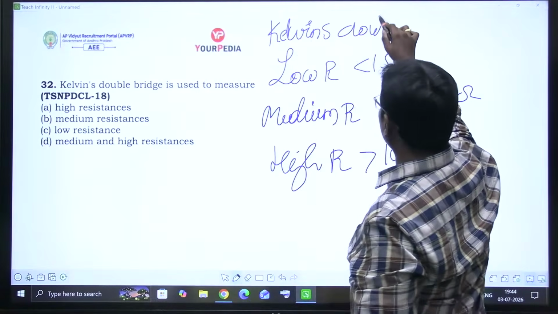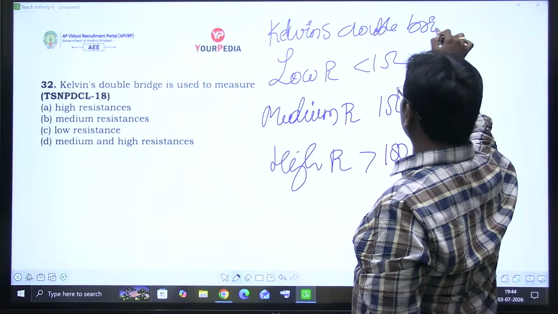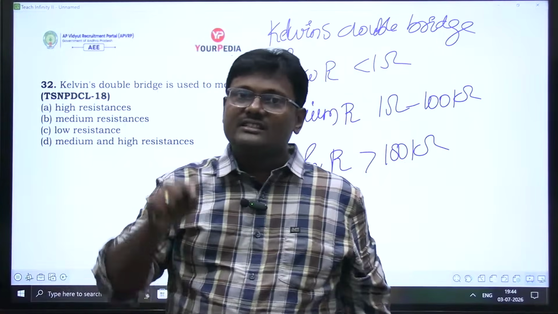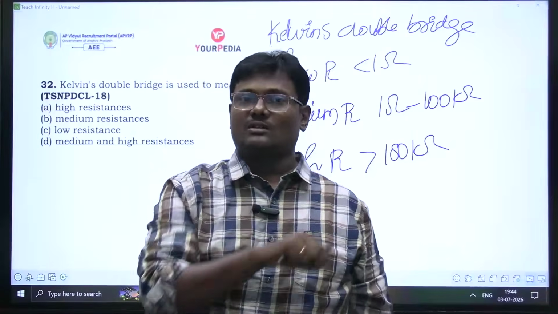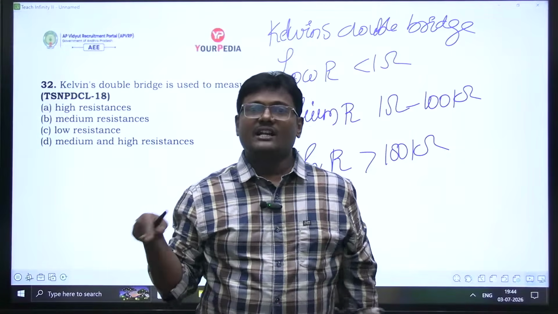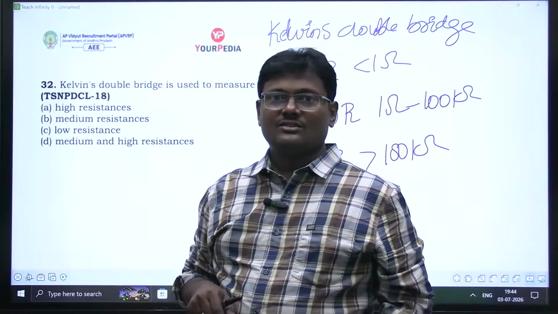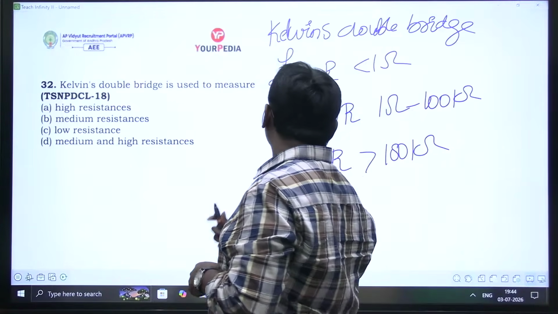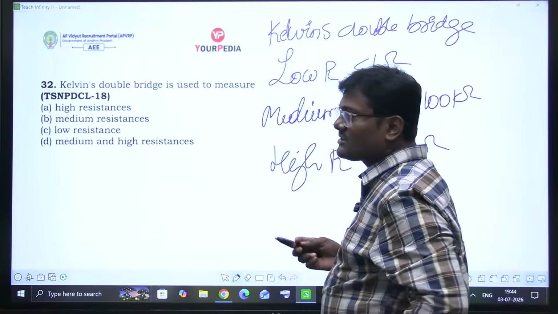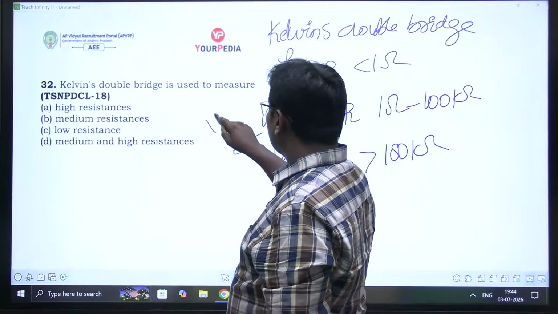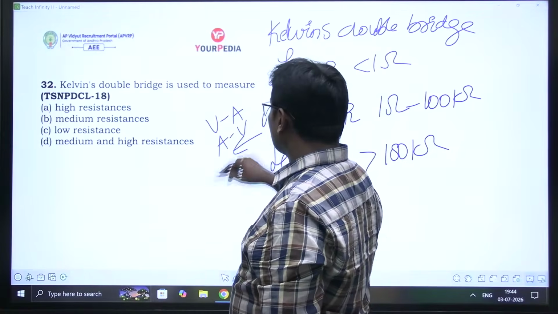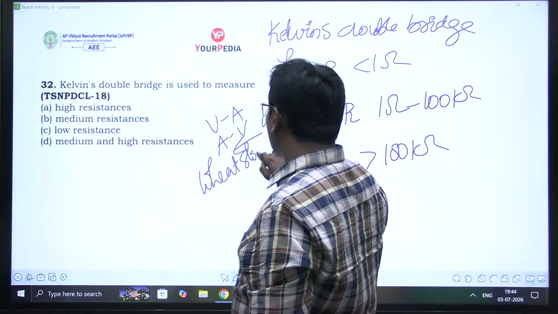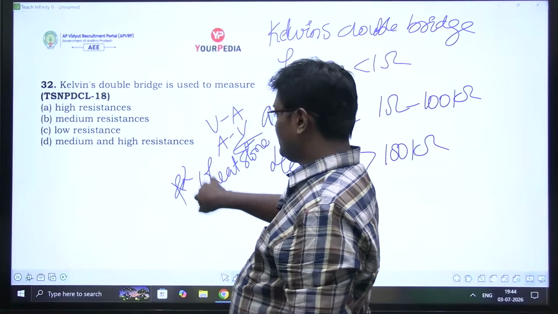For low resistance we use Kelvin's double bridge, which is also used to measure the resistance of the transformer primary winding as well as the secondary winding, a very small value of resistance. Medium resistance means you have the voltmeter-ammeter method and the Wheatstone bridge. This is very important. Out of these, the Wheatstone bridge is very important.